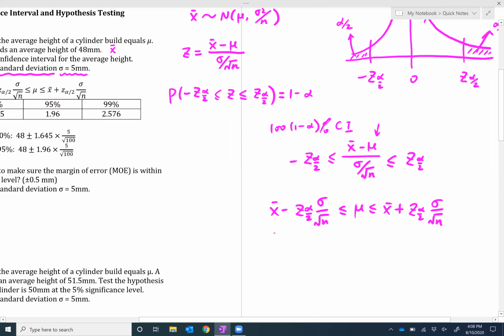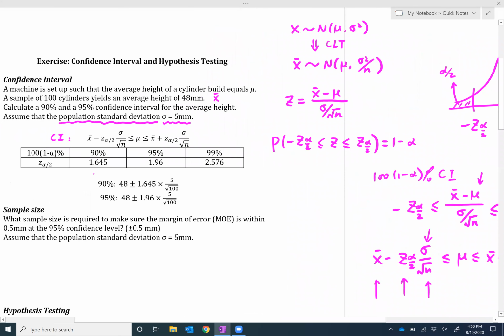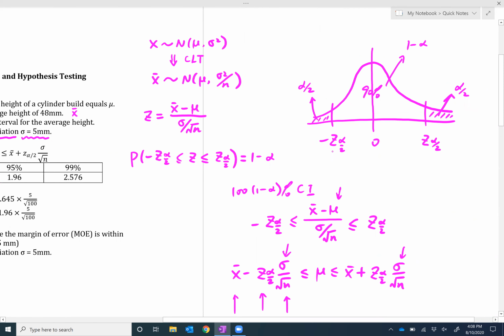Now, in this problem, we know X bar, the population standard deviation sigma, and we know z alpha over 2, and we know our sample size. So z alpha over 2 is for the standard normal distribution. If we are given 90%, z alpha over 2 will be 1.645. That means if you have 90% in the middle, then here is 1.645 and here is minus 1.645. Then you will have 5% over here and 5% over here.